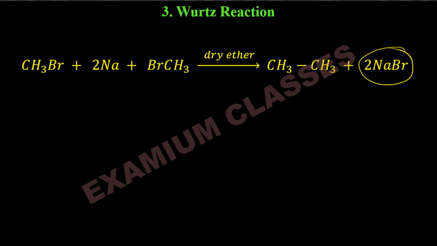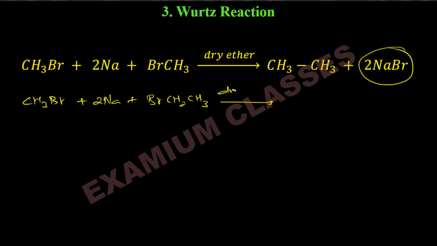Now, the point here is that why we can't produce odd numbered alkanes from Wurtz reaction. This is very, very important question which is asked. Okay, so you might think that if I have CH3Br and I have 2Na, and here I take, instead of CH3Br, I take CH3CH2Br, ethyl bromide. So if I take methyl bromide and ethyl bromide, in that case what will happen?